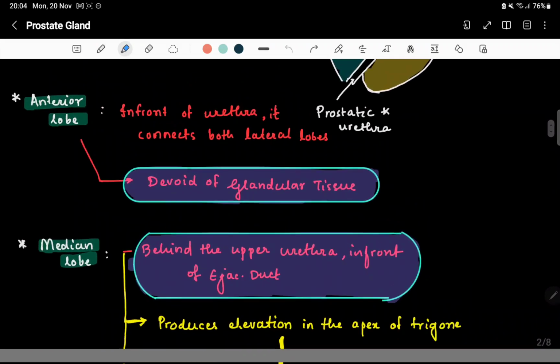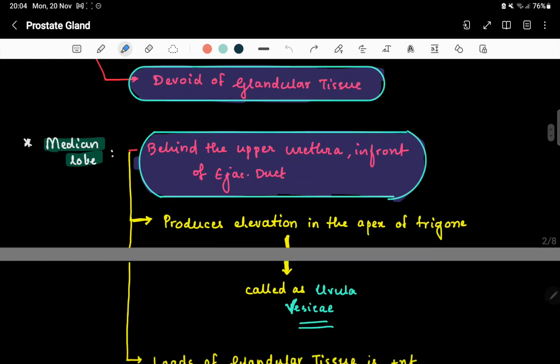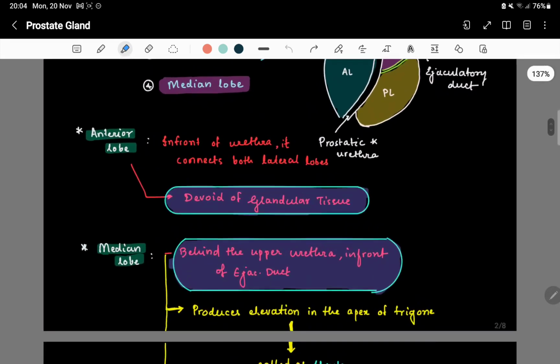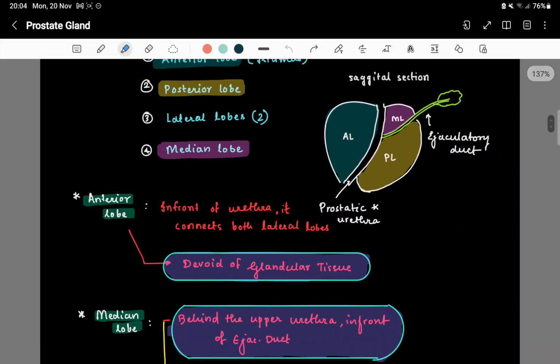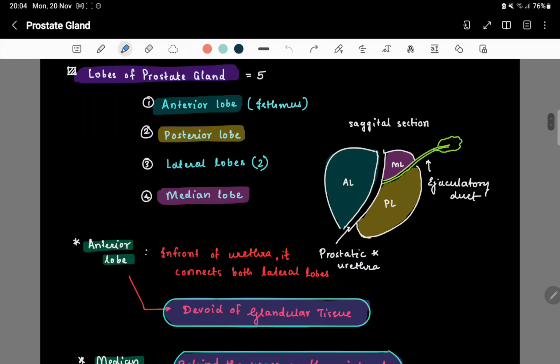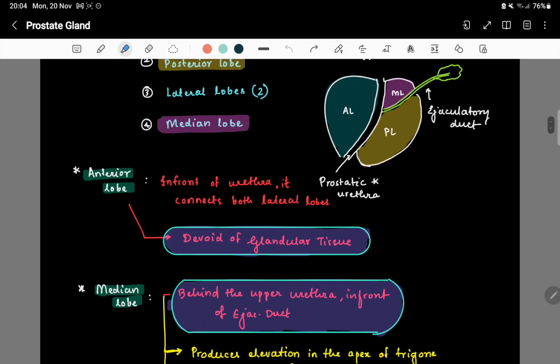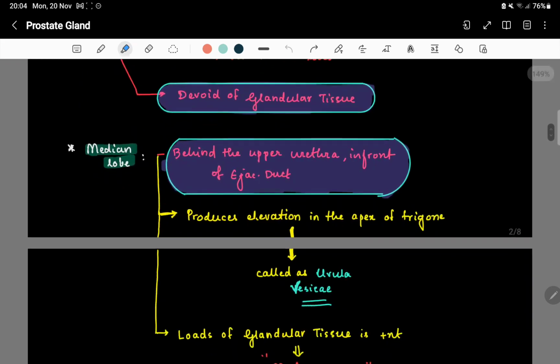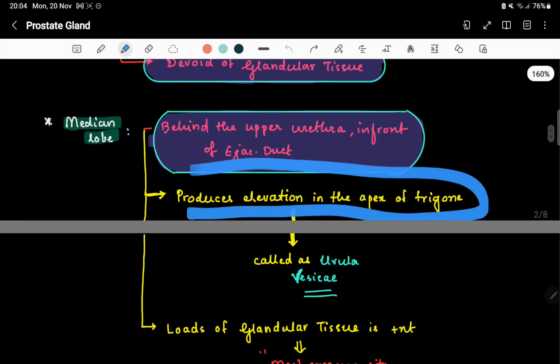This anterior lobe is devoid of glandular tissue. The median lobe is behind the upper urethra and in front of the ejaculatory duct. This one is the median lobe. It produces the elevation, the apex of the trigone.